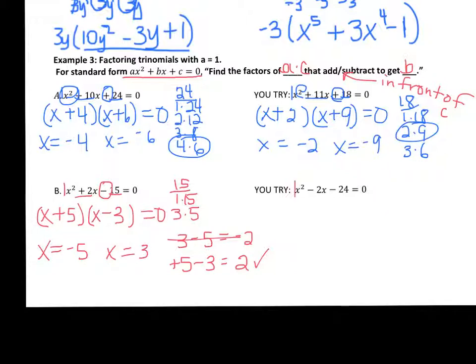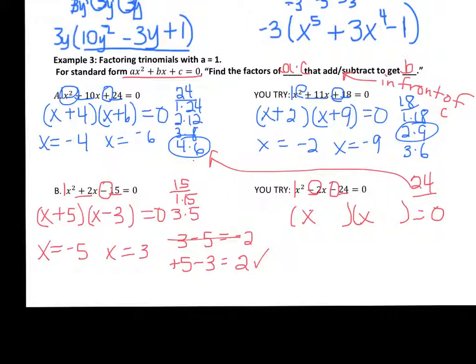Last, we're going to find the factors of 1 times 24. So the factors of 24, we could actually use that list up there. And this time, they're going to subtract to equal negative 2. So we have x and x. And which two subtract to give us negative 2? Well, it's going to be 4 and 6, but let's think about it.